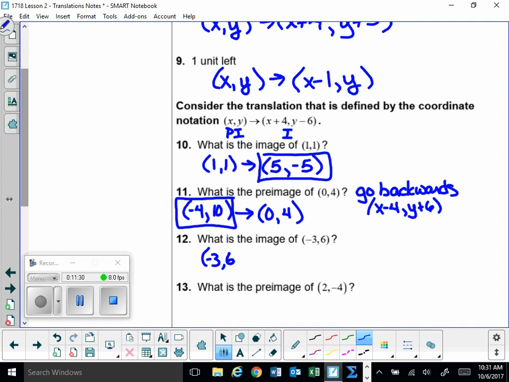What is the image? So my pre-image is negative 3, 6. This is going to become, let's see, negative 3 plus 4 is 1, and 6 minus 6 is 0.